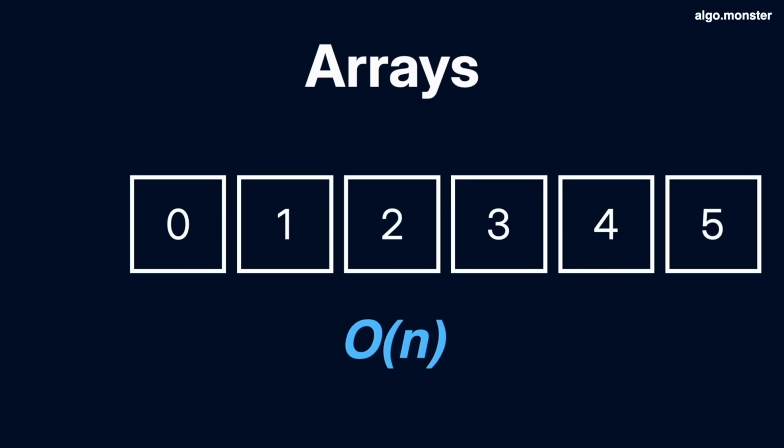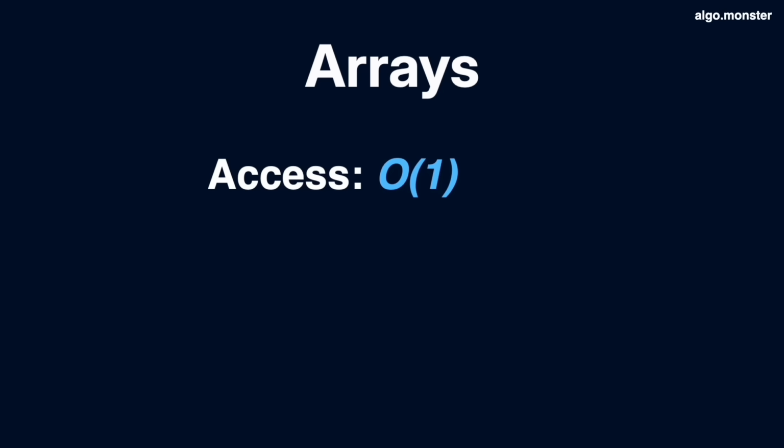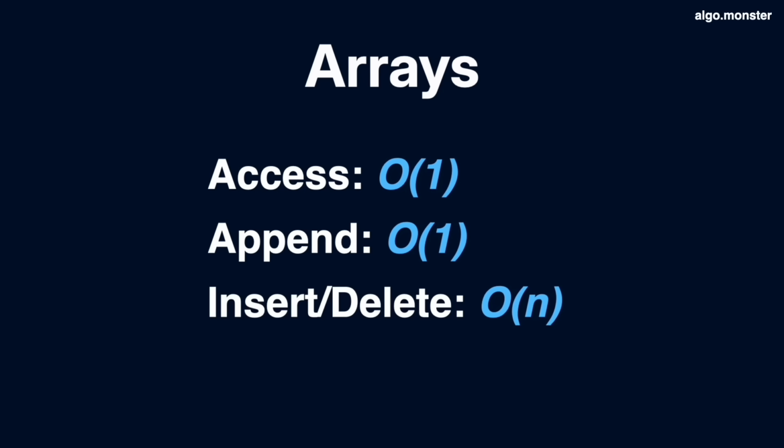So the trade-off is pretty simple with arrays. If you're accessing by index, super fast. Appending at the end, also usually fast. However, if it's inserting or deleting from the middle or front, that is when it gets expensive.